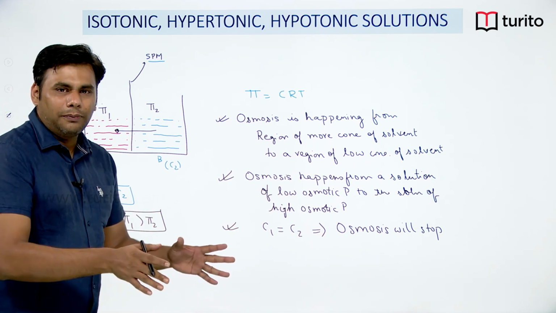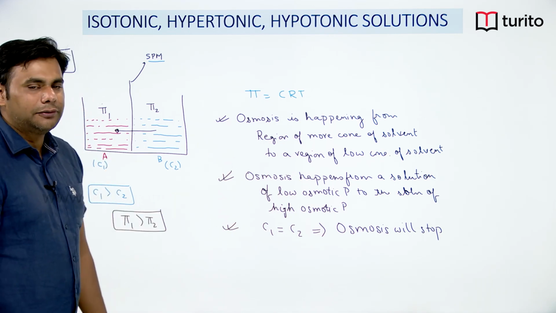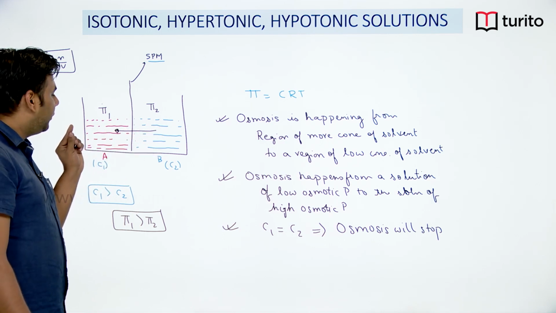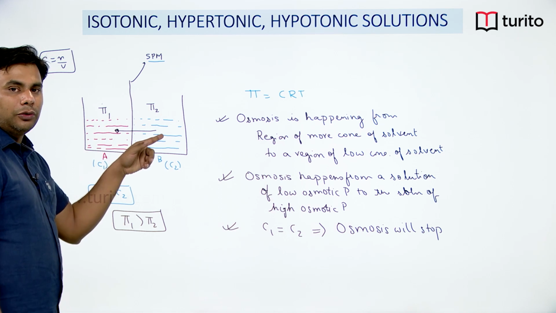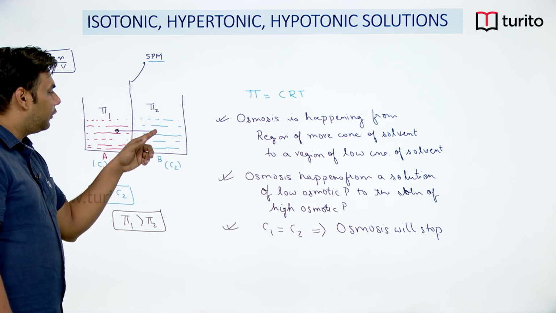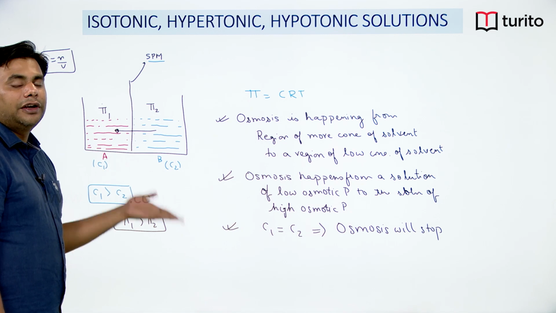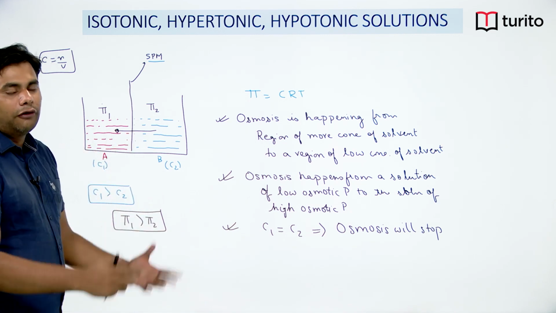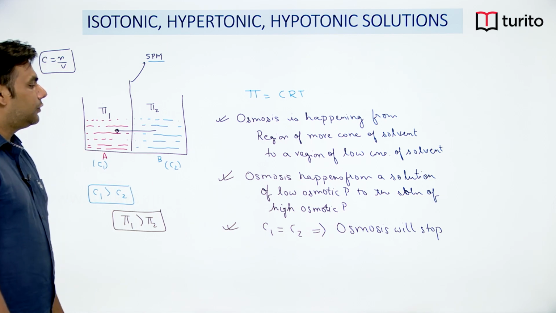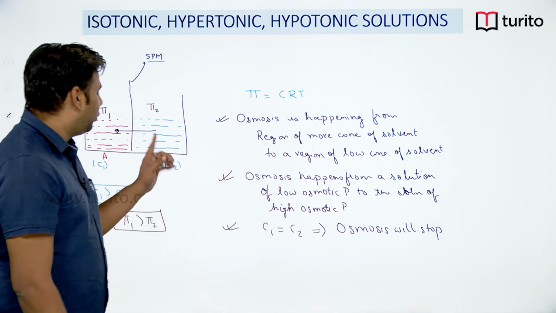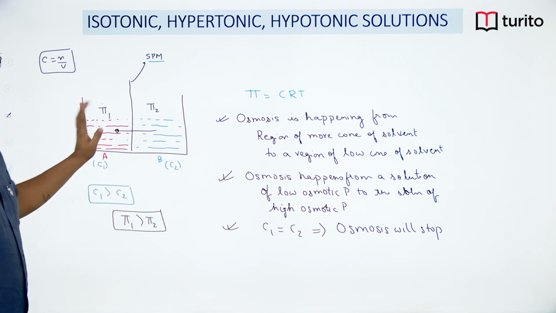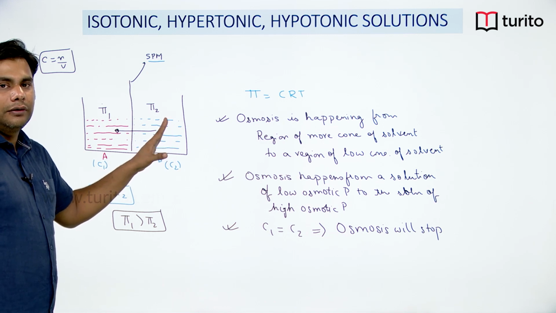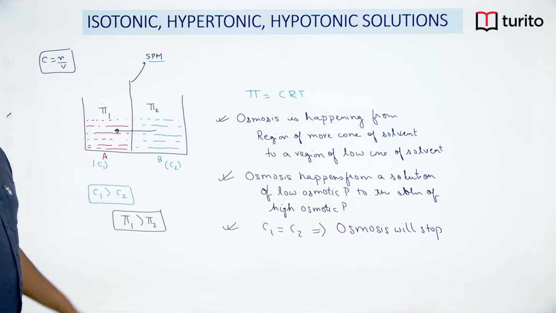It does not really stop. When C1 becomes equal to C2, because the concentrations are equal, the number of solvent molecules passing from A to B and the number of solvent molecules passing from B to A become equal. So at that time there is no osmosis, there is no net flow of solvent molecules. So we'll say that osmosis is happening from a region of low osmotic pressure to a region of high osmotic pressure, or from a region of high concentration of solvent to a region of low concentration of solvent.